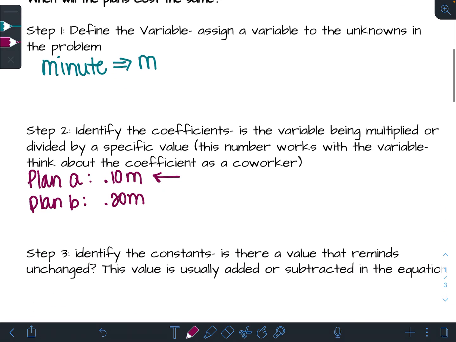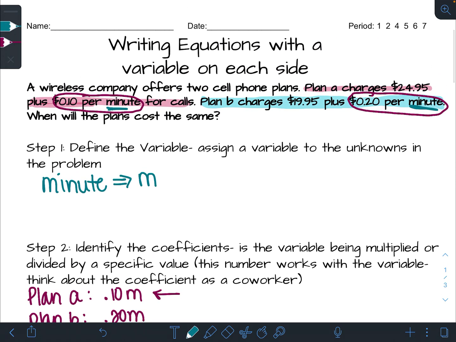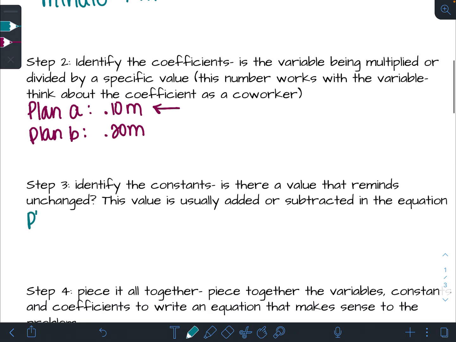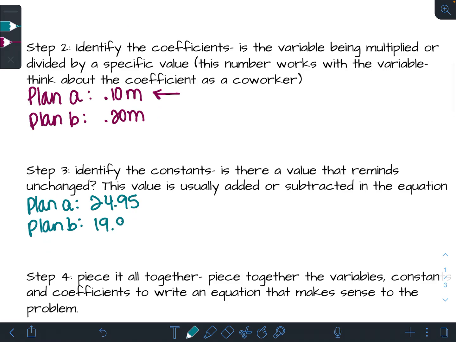Then the next step is to identify your constant. So your constants are the things that are constantly alone. It's like your starting value. So you know that your starting value for plan A is $24.95. You know that's where it's starting. For plan B, it's $19.95. I just want to make sure I'm using the right number.